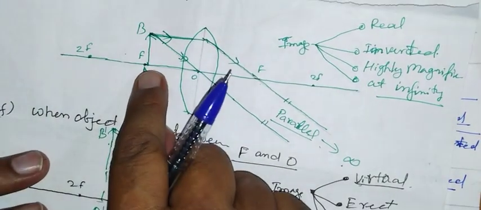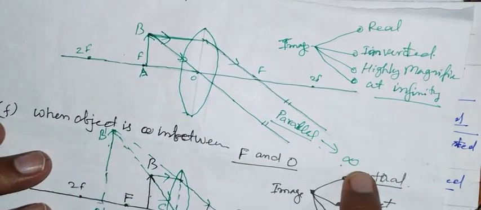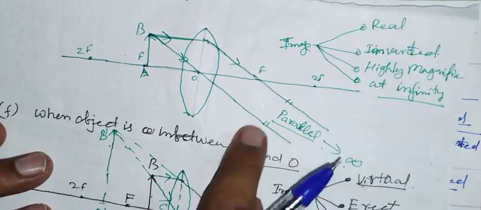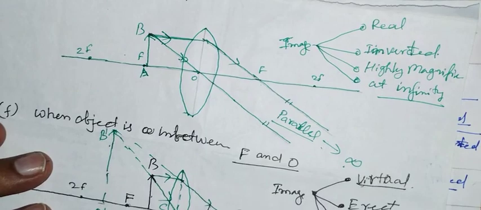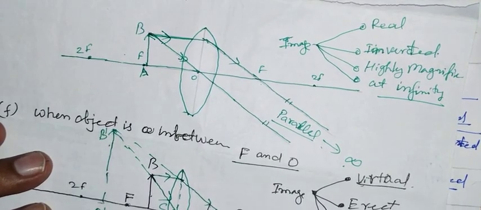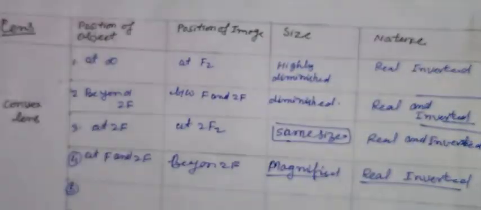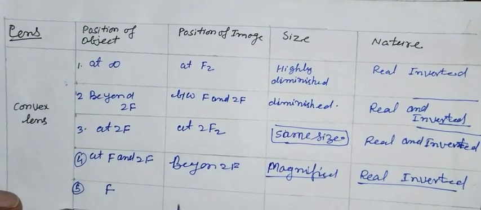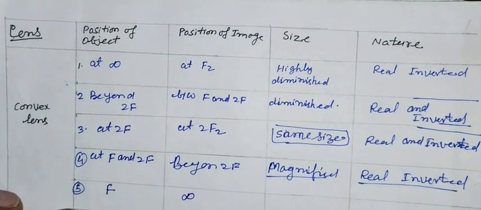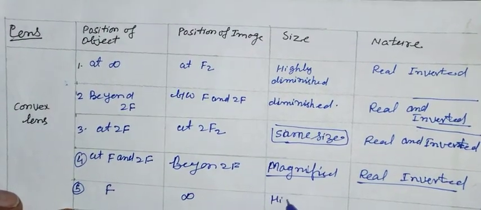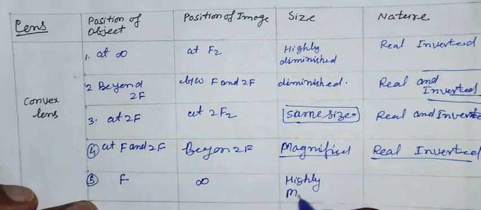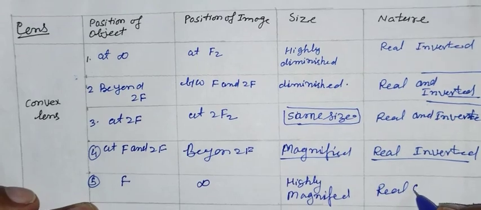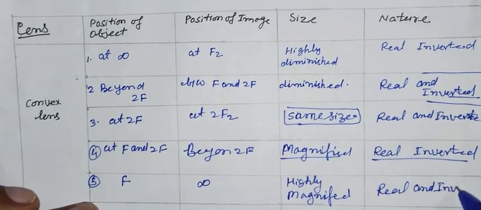When the object is at focus, the image is formed at infinity, real, inverted. If it is formed at infinity, it is very highly magnified, a very large image. So when the object is at F, it is formed at infinity, called highly magnified, real and inverted.